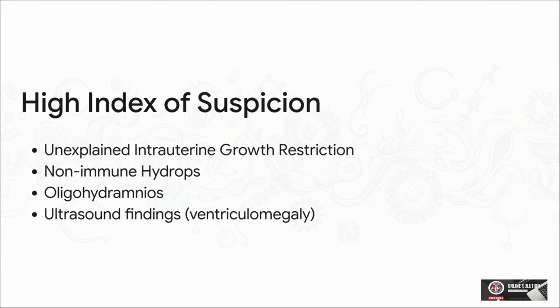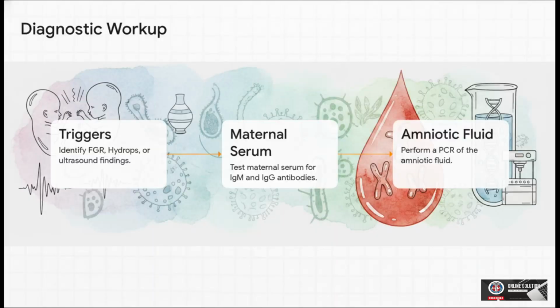You have to maintain a really high index of suspicion if you encounter a fetus with unexplained intrauterine growth restriction, non-immune hydrops, oligohydramnios, or specific ultrasound findings like ventriculomegaly, which remember points towards CMV. Let's see how this builds into your definitive diagnostic algorithm straight from the clinical guidelines.